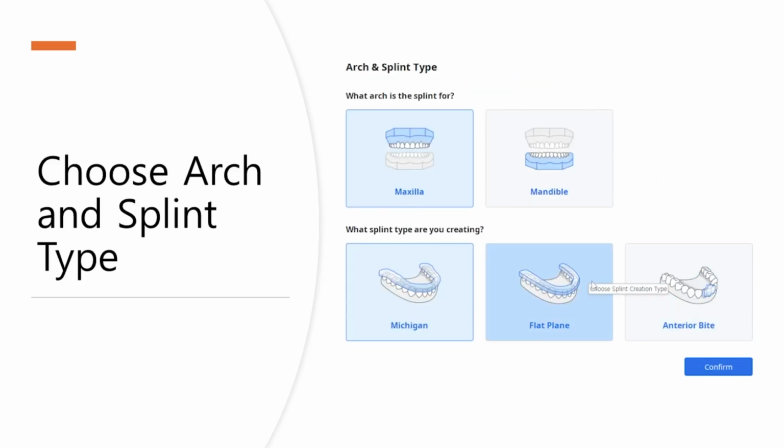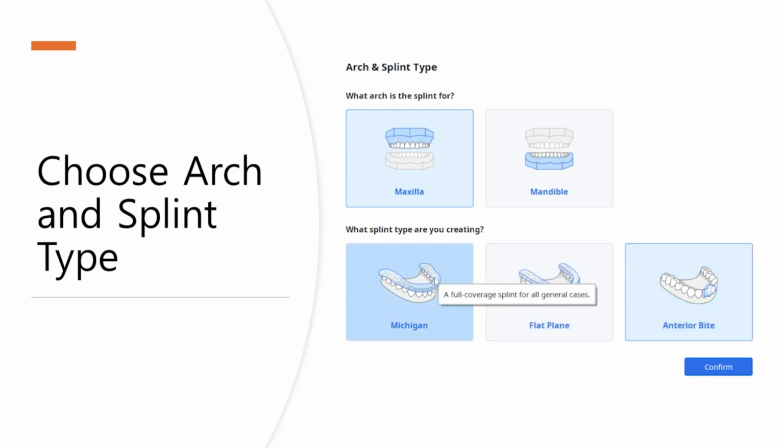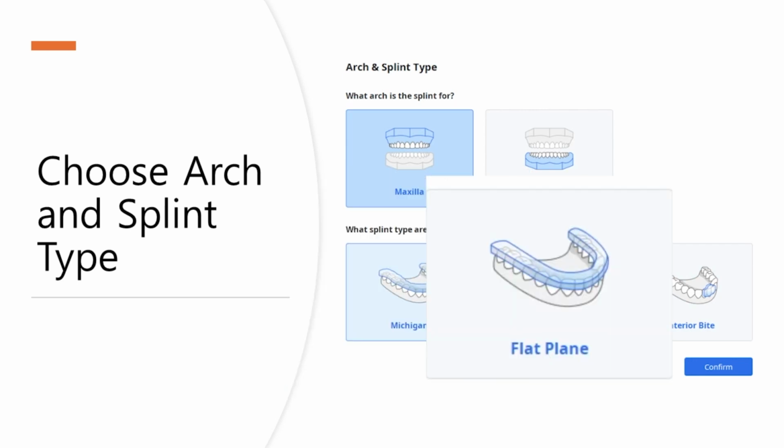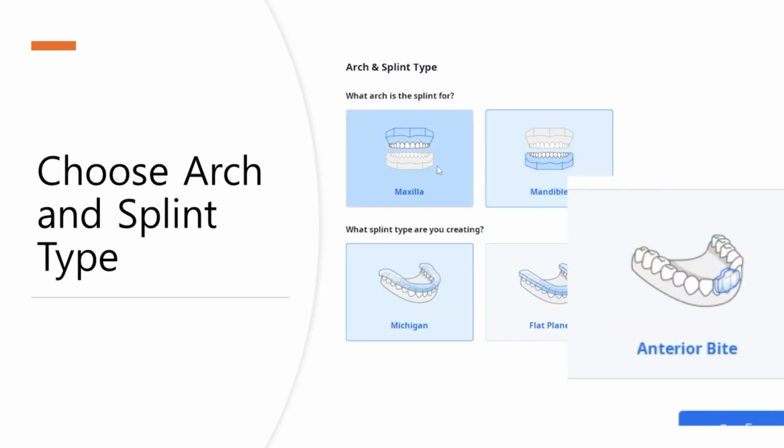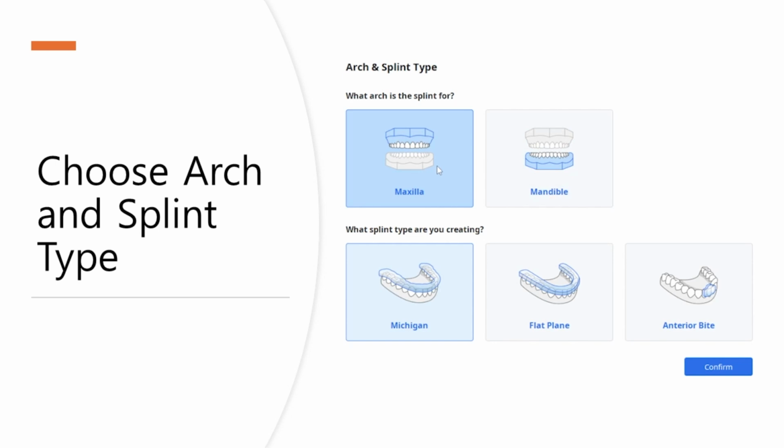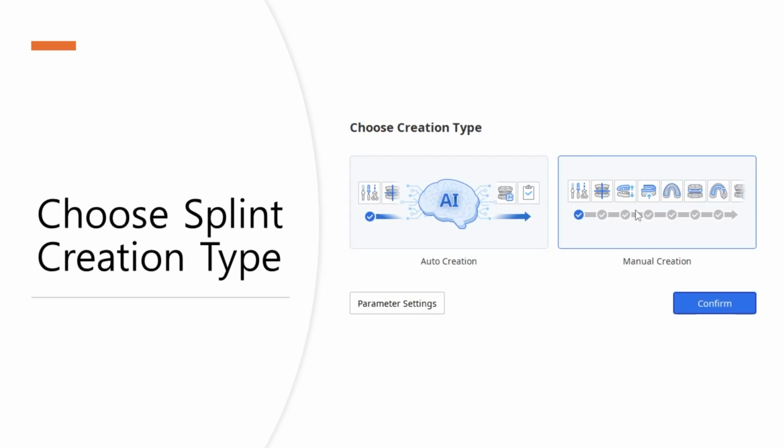When you're ready to create a splint using the Medit Splints app, you'll first need to choose which arch the splint will be for and the type of splint required. There are three main types: Michigan, flat plane, and anterior bite, each with its own specifications affecting the outline and surface of the splint.